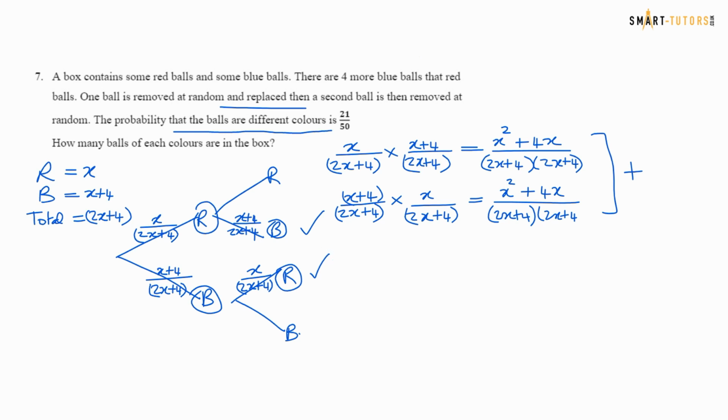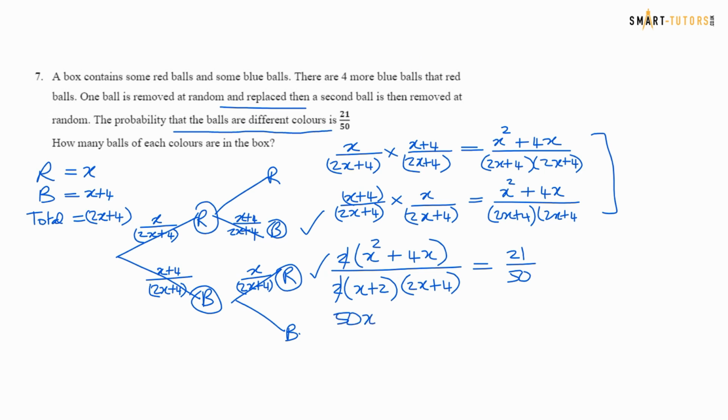Am I writing in the right section? So 2 times x squared plus 4x over, here I'm going to take the 2 out, x plus 2, and keep the other one 2x plus 4 as it is, because I only worry about cutting this 2, and equal, we're given 21 upon 50. So 50 times x squared is 50x squared, 50 times 4 is 200x, and 21 times x plus 2, 2x plus 4.